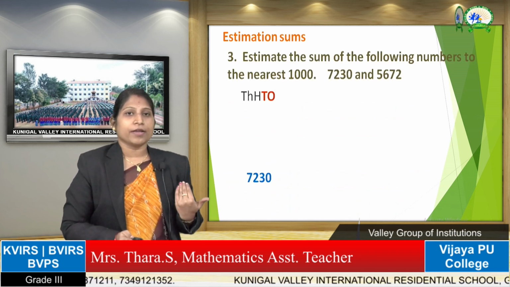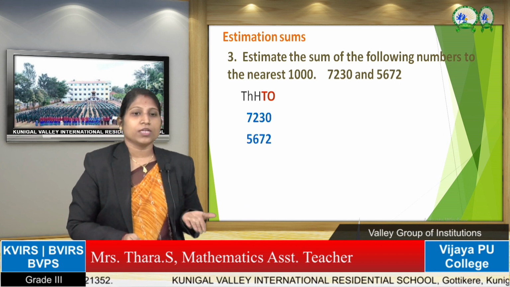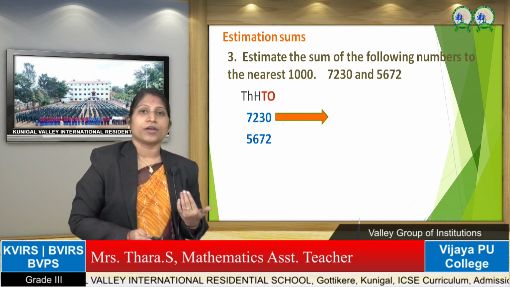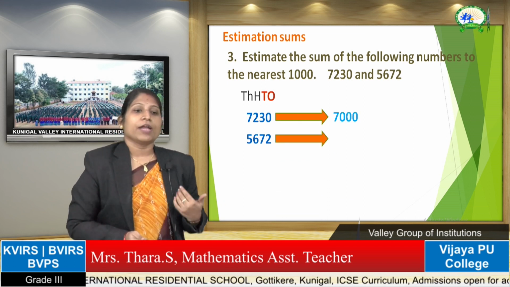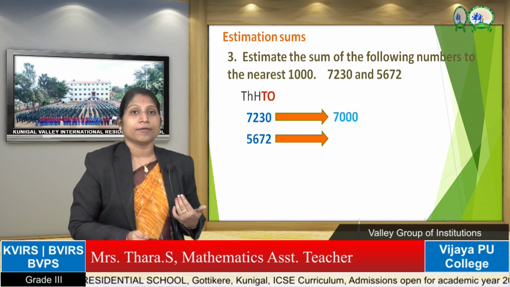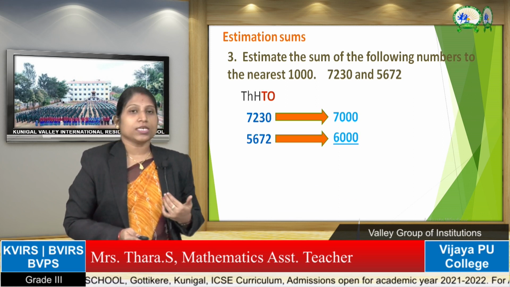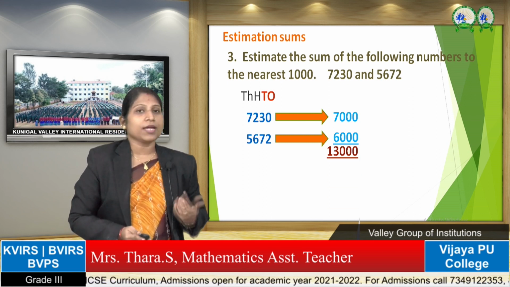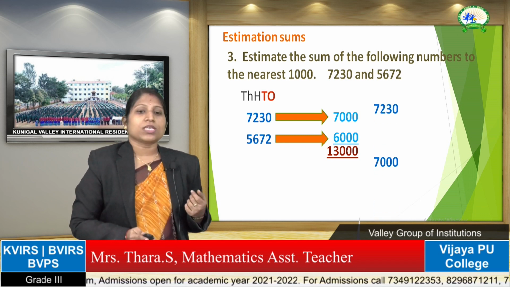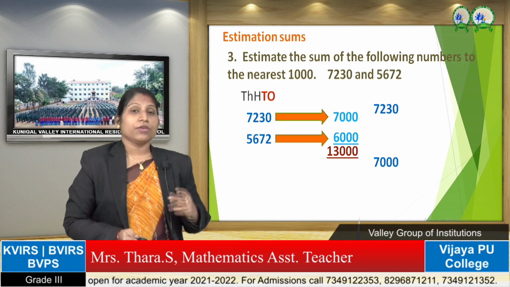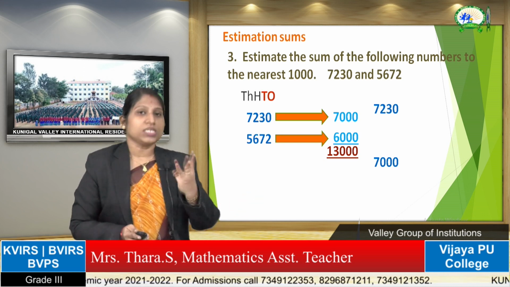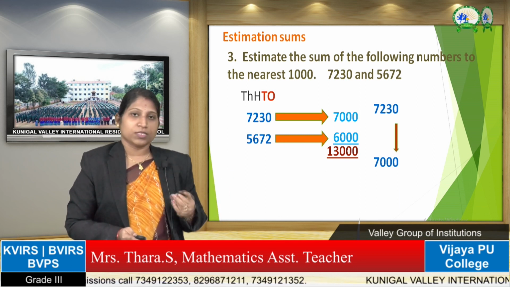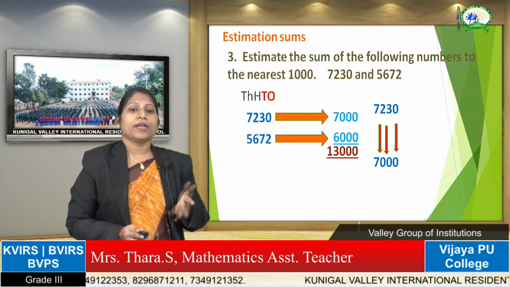First, as I already told you, arrange them. 7,230 becomes 7,000, and 5,672 becomes 6,000. So now we have 7,000 plus 6,000, which is 13,000. How does it become this? Take 7,230. For thousands, how many zeros are there? 3 zeros. So you make the ones place 0, the tens place 0, and the hundreds place 0. See there, the ones place becomes 0, the tens place becomes 0, the hundreds place becomes 0.